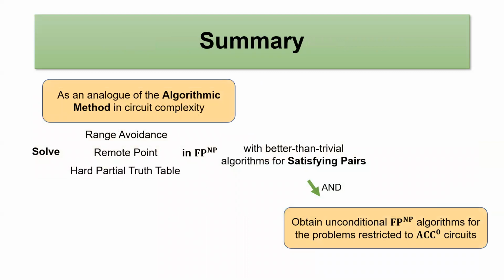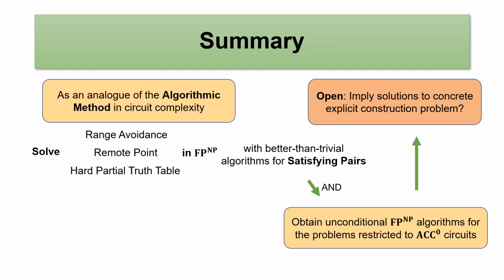Now let me summarize this talk. As an analog of the algorithmic method in circuit complexity, we solve range avoidance, remote point, and hard partial truth table in FP^NP, assuming a better than trivial algorithm for satisfying pairs. Moreover, we have better than trivial algorithms for ACC0 satisfying pairs. And therefore, we obtain unconditional FP^NP algorithms for these problems restricted to ACC0.